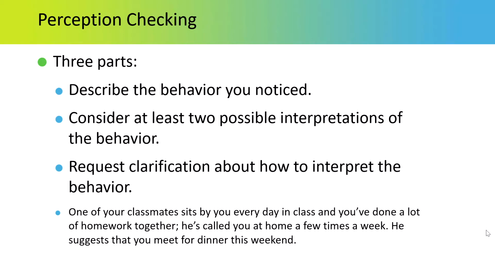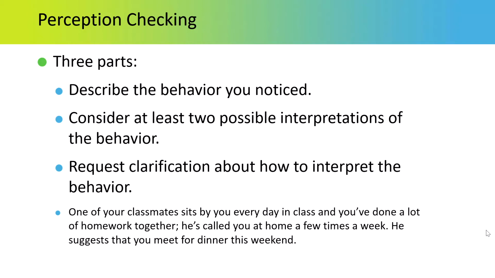So let's look at this, and I'll show you how it works. One of your classmates sits by you every day in class, and you've done a lot of homework together. He's called you at home a few times a week. He suggests that you meet for dinner this weekend. Now, I'm seeing this from a heterosexual point of view, and I'm assuming I'm in the class. So my take on the situation is, oh, this is a date. He's asking me out on a date. And so probably I wouldn't check, right? I would just say, oh, sorry, can't. And then it would be all weird between us.